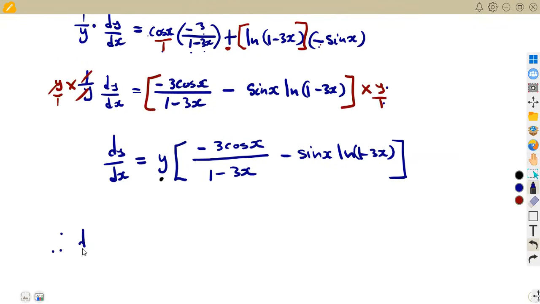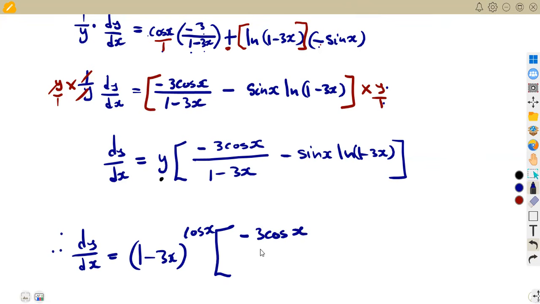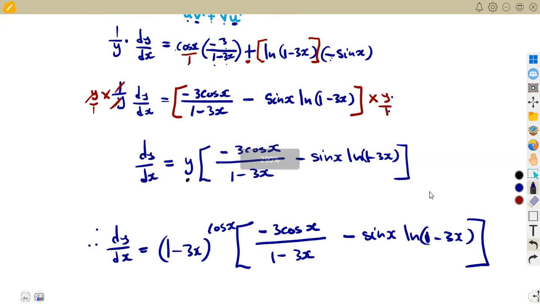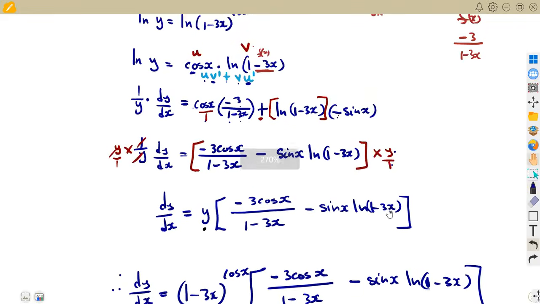So therefore, the derivative of y with respect to x is going to be the y that we had before, which is 1 minus 3x to the exponent of cos of x, everything being multiplied to this whole part that we have in the bracket, which is the negative 3 cosine of x over 1 minus 3x minus the sine of x ln of 1 minus 3x, this whole part here in the bracket. All right, so you can actually leave your answer at this stage.